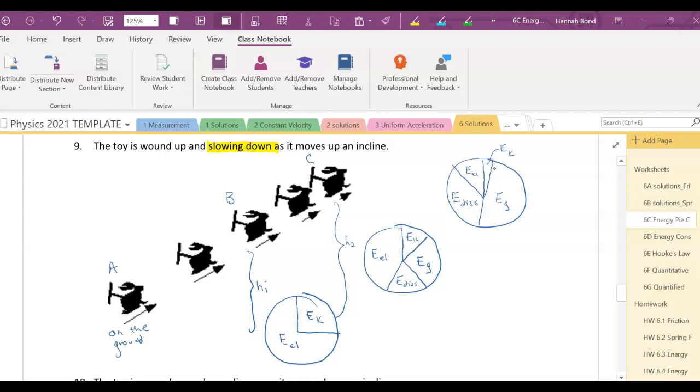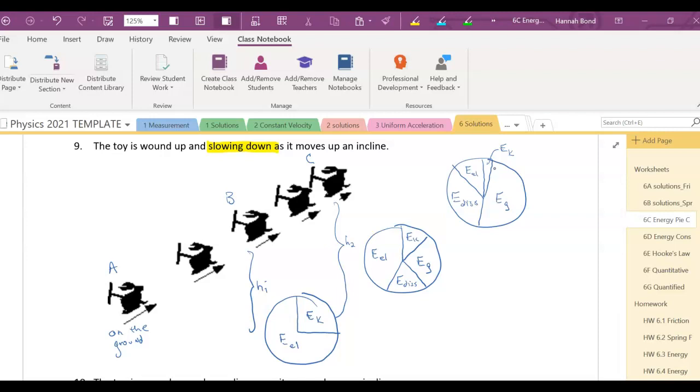So, the absolute sizes are not critical, but what I really need to show as I go from A to B to C, the kinetic energy piece of the pie needs to get smaller because it's slowing down. The gravitational potential energy, there is none in A, and then I have some in B, and I need to show a larger amount of EG at position C because it's gotten higher.